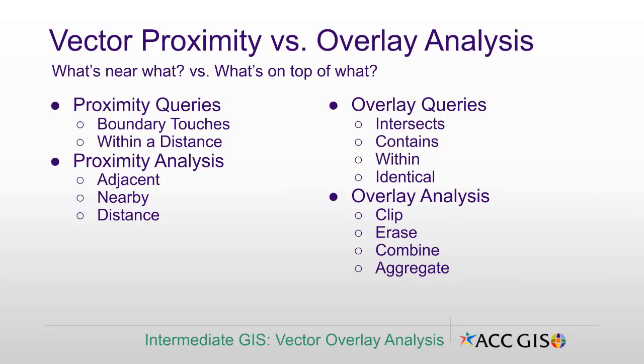Now let's review by comparing vector proximity analysis to vector overlay analysis. What's near what versus what's on top of what. Vector proximity queries select features where the boundaries touch or within a distance. Vector overlay queries select features that intersect, features that contain other features, features that are within other features, or features that are identical. Vector proximity analysis creates a new output with features that are adjacent, nearby, or within a distance. Vector overlay analysis creates new clipped, erased, combined, or aggregated features.